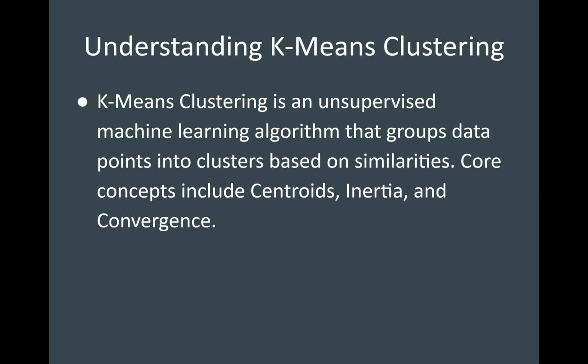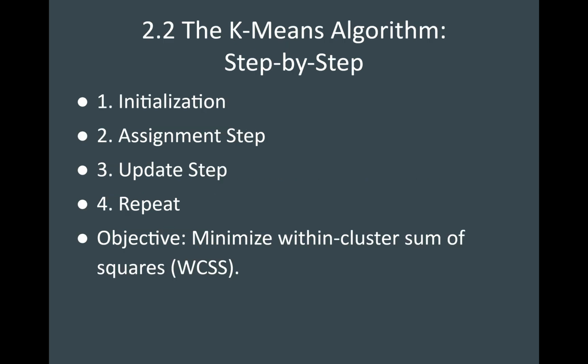Then there is inertia, which refers to the sum of the squared distances between the data points and their respective centroids. And last, convergence. This is the process by which the algorithm reaches a stable state where cluster assignments no longer change significantly. The applications of k-means clustering include customer segmentation, market analysis, document classification, and image compression.